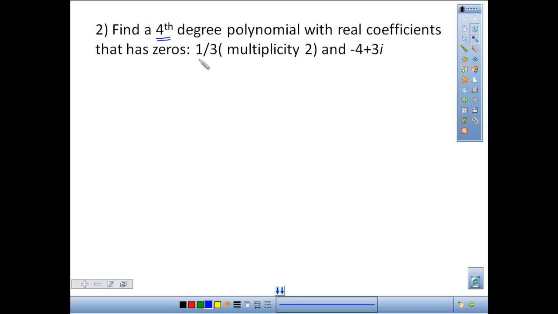It tells us that one of the zeros is 1/3 with multiplicity 2, and I also have one of negative 4 plus 3i. And because I have one that's negative 4 plus 3i, I also know I have negative 4 minus 3i is also a 0.